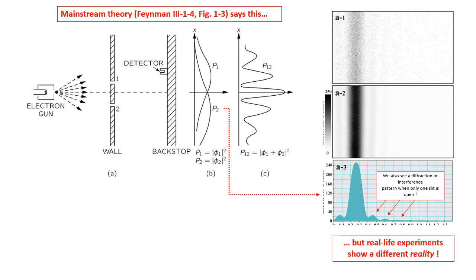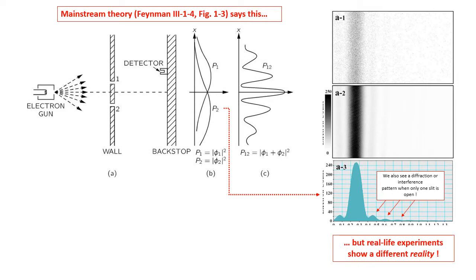When one slit is open, it's not some kind of smooth normal distribution centered around a mean with some standard deviation. The P1 curve doesn't look like the P1 curve in the diagram of Feynman. It looks like a diffraction pattern.